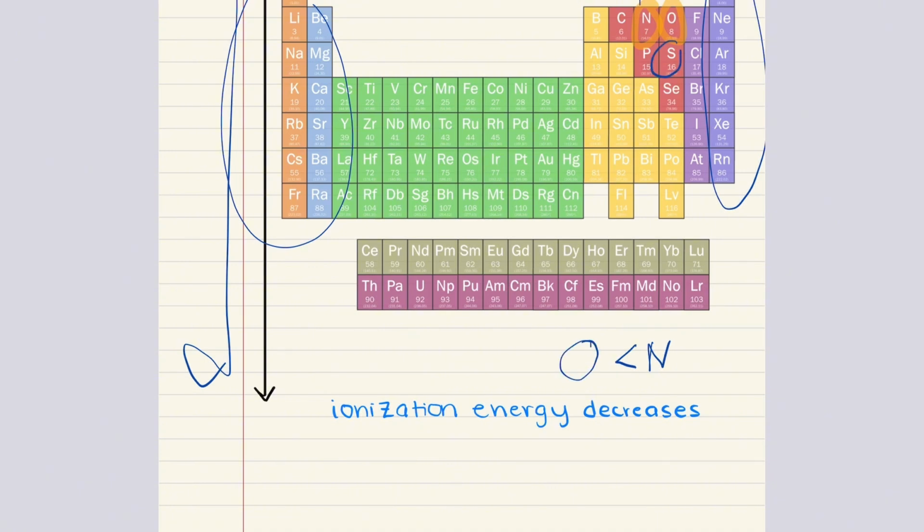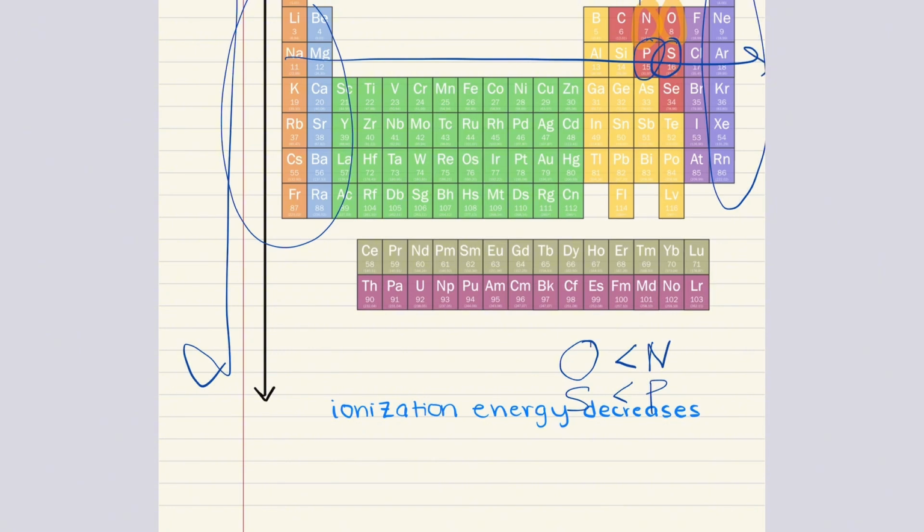We see the same trend comparing sulfur and phosphorus, right? Sulfur has that p4 configuration. Phosphorus has that p3 configuration. Sulfur with its p4 configuration is going to have a lower ionization energy than phosphorus, which has a stable, half-filled p3 configuration. So we write that the ionization energy for phosphorus is in fact greater than it is for sulfur, even though sulfur comes after phosphorus.